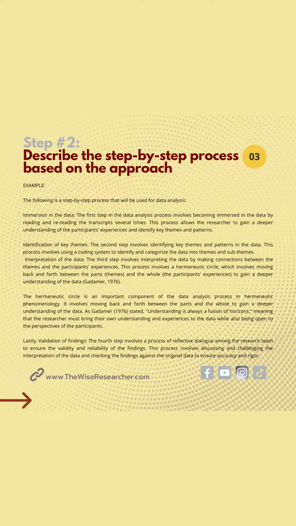The third step involves interpreting the data by making connections between the themes and the participants' experiences. This process involves a hermeneutic circle, which involves moving back and forth between the parts and the whole to gain a deeper understanding of the data. The hermeneutic circle is an important component of the data analysis process in hermeneutic phenomenology. It involves moving back and forth between the parts and the whole to gain a deeper understanding of the data.